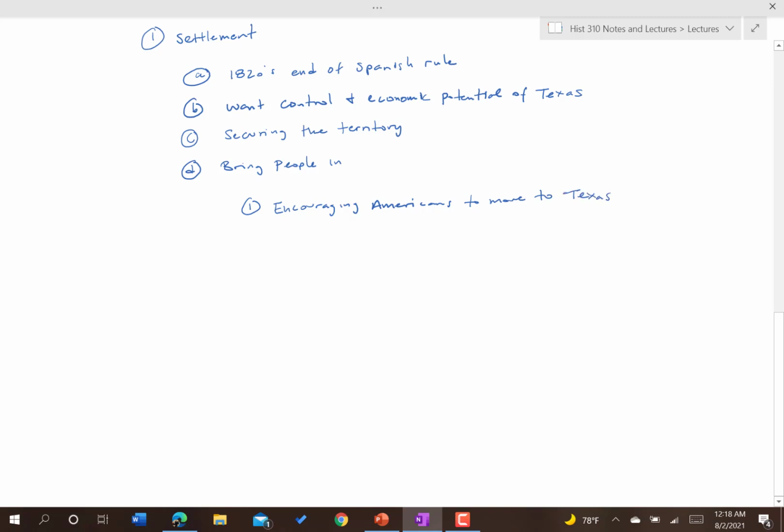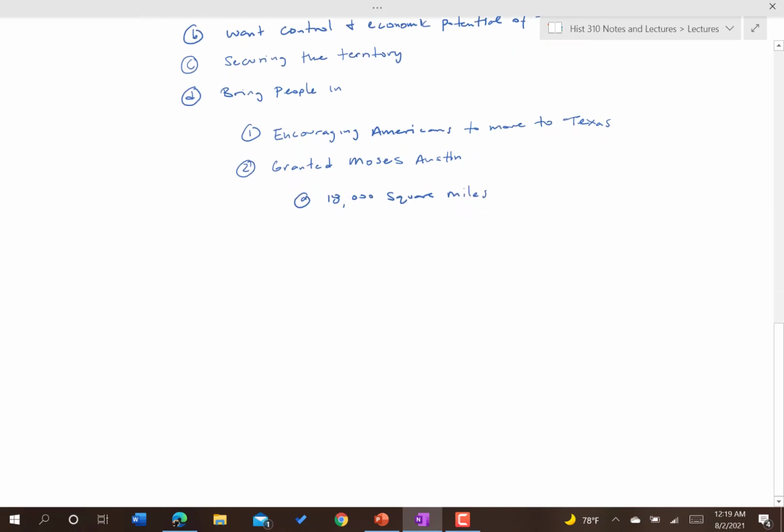It would strengthen the border, provide economy to Mexico, and provide that security. And so what they ended up doing is they granted Moses Austin, which is where you get Austin, Texas, and then later, Steve Austin, 18,000 square miles within the territory of Texas.